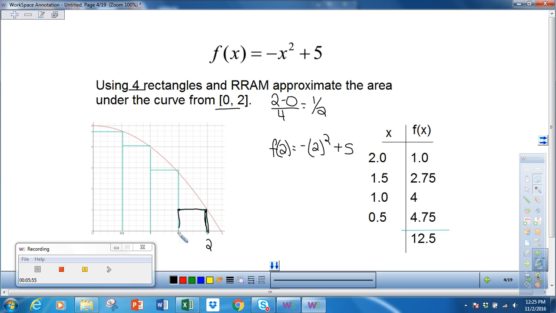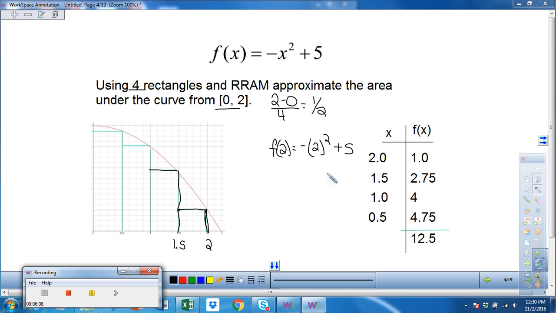That's my rightmost triangle. So now I go to the next most right point of this curve, and this would be at 1.5. The next one would be at, and I've evaluated that to get 2.75. The next one would be at 1.0, and I evaluate the function at 1.0 to get 4. Notice these are the same values that I got in the last estimation. The only one that changed was the beginning, and so this one would be 0.5. So everything remained the same except for the 2.